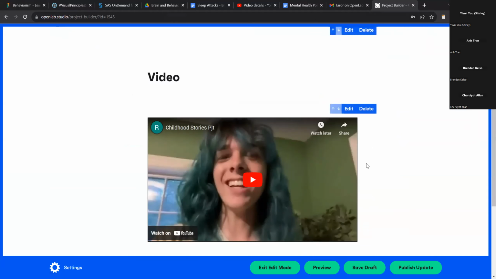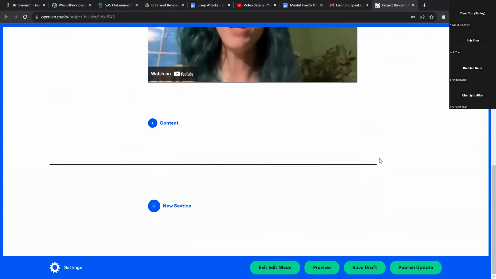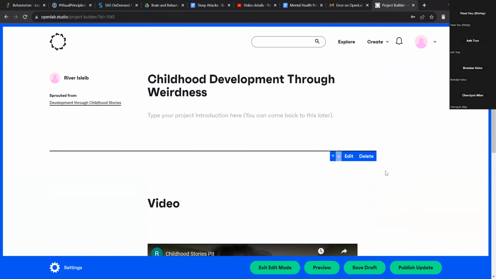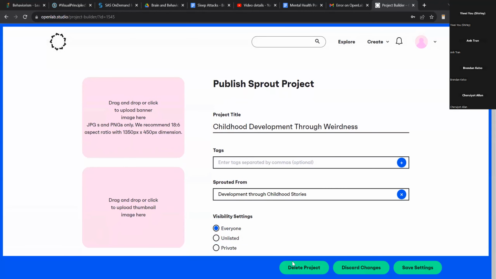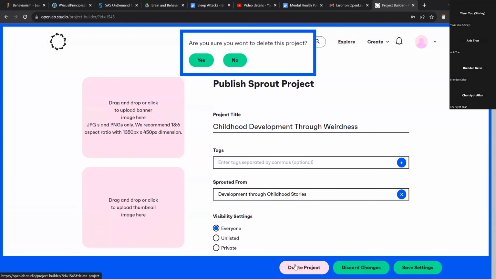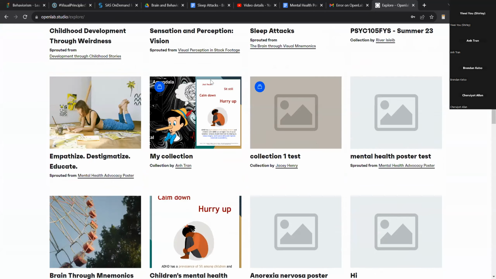Okay. Now, see, this is working. Also, if you want to delete it though, go to settings. See where settings is down low in the left? Yeah. Click settings. And see delete project. Delete project? Yeah. Okay.